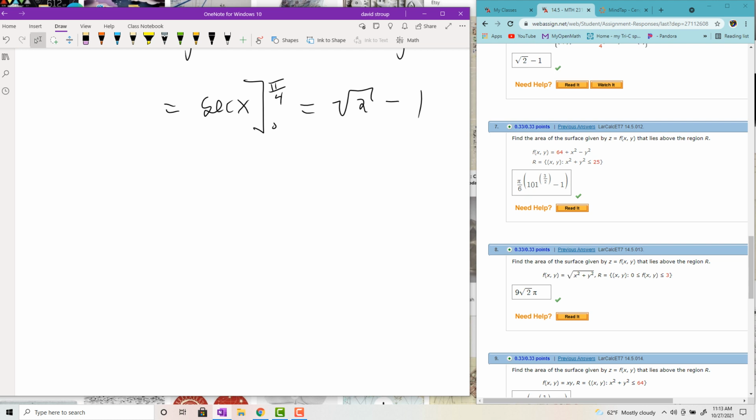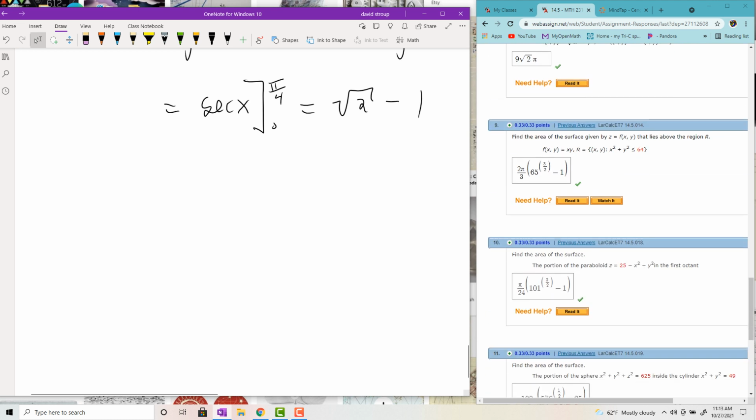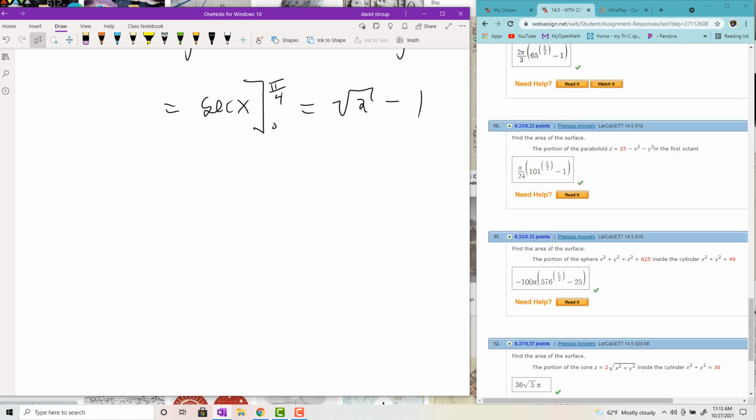What's next? So finding above, area above.